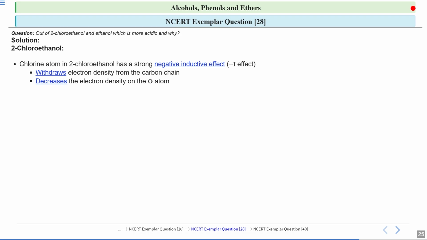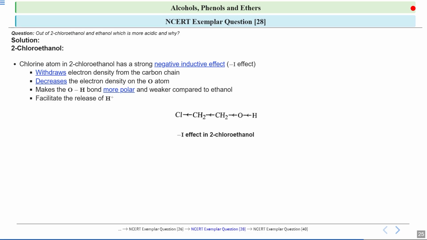So it will decrease the electron density on the oxygen atom, and it will make the OH bond more polar. If it makes the OH bond more polar, then it can easily donate its H+ ions. So it will facilitate the release of H+. Now if you look at this figure, this is 2-chloroethanol, where on the second carbon this chlorine group is attached. This chlorine has a minus I effect. So this chlorine atom will withdraw the electron density from this carbon, which will further withdraw the electron density from this carbon, and this carbon will withdraw the electron density from this oxygen. So that means the electron density on this oxygen is decreasing.